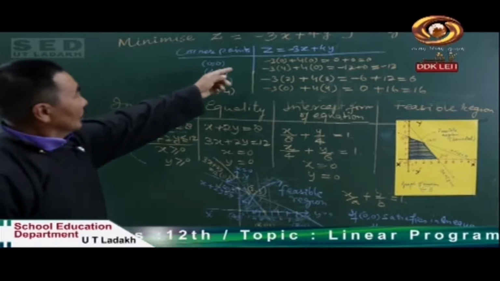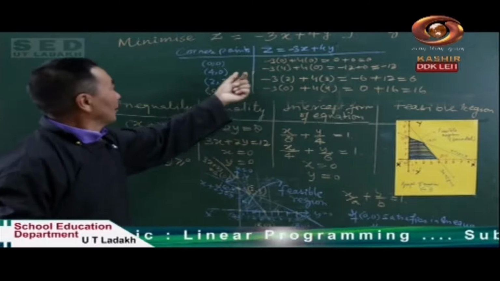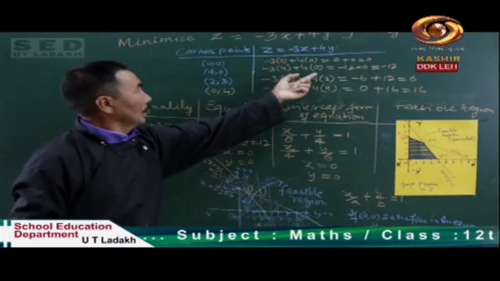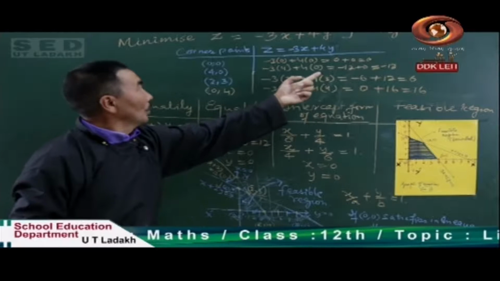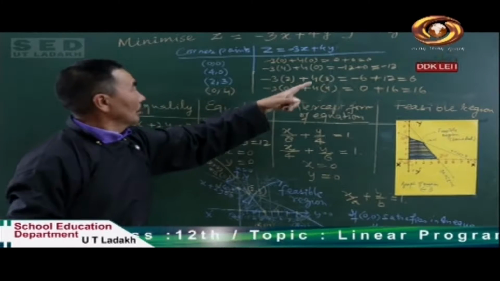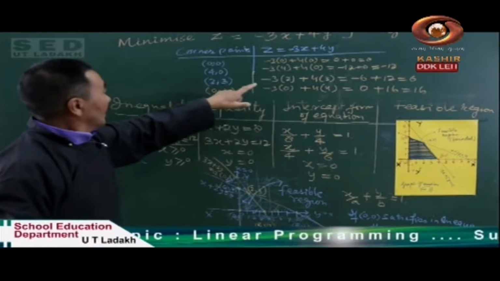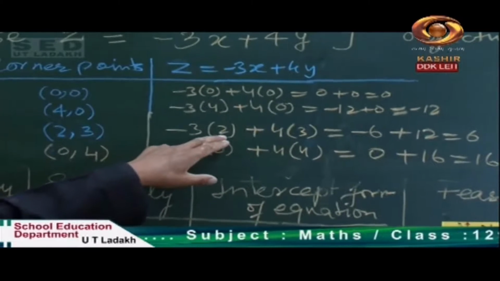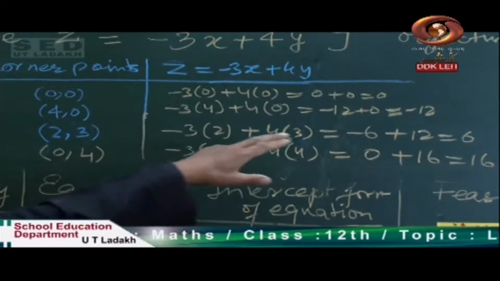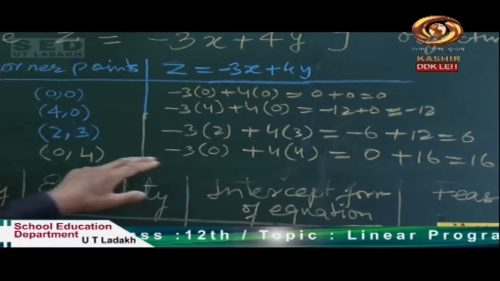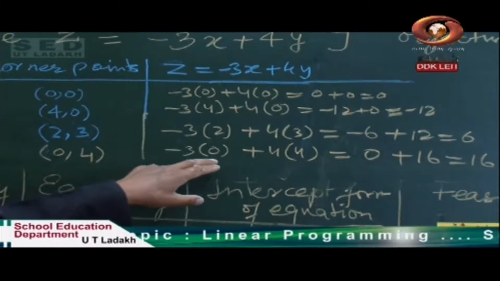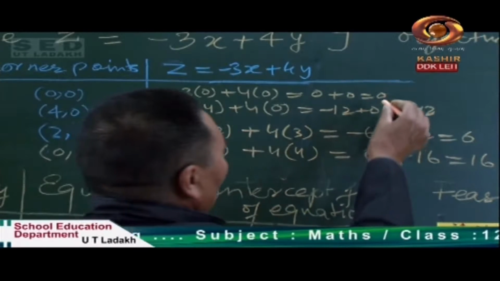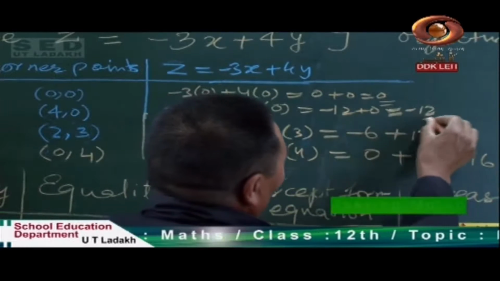So we check again. If we use (0, 0), then we get 0. If we use (4, 0), then minus 3 into 4 plus 4 into 0, that is minus 12 plus 0 equal to minus 12. For (2, 3), 3 2s are 6, 4 3s are 12, that is 6. For (0, 4), minus 3 into 0 plus 4 into 4, that is 0 plus 16. So we have 4 values.